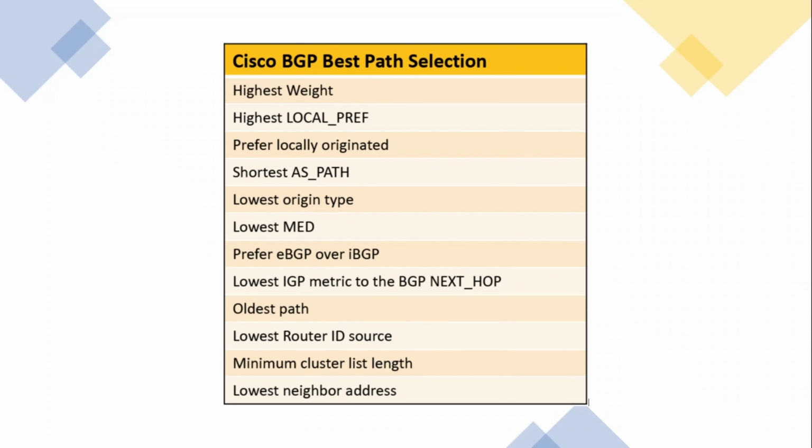Here is a summary of the Cisco BGP best path selection. In the following lab, I will be focusing on the first BGP attribute for path selection, which is weight. And as you can see, the higher the weight, the more preferred.